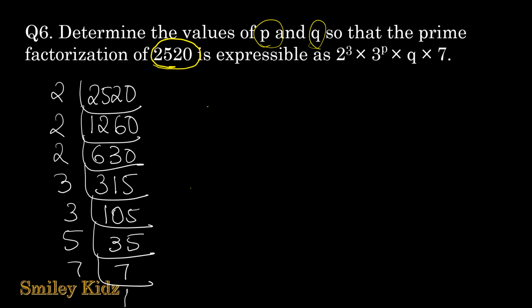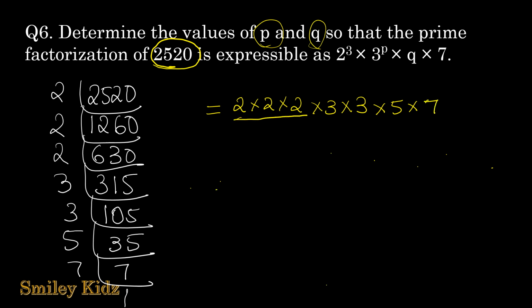Now what are the prime factors? 2 times 2 times 2 times 3 times 3 times 5 times 7. Now, what is 2 times 2 times 2? It's nothing but 2 to the power of 3. 3 times 3 is nothing but 3 to the power of 2, times 5 times 7.